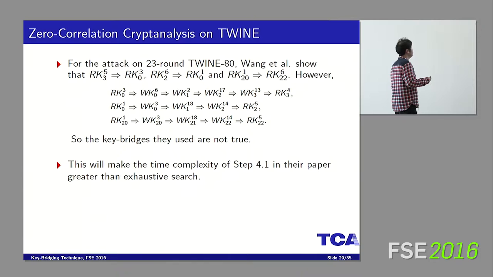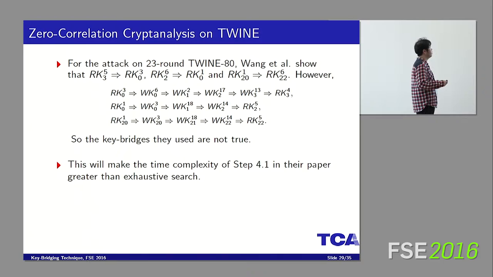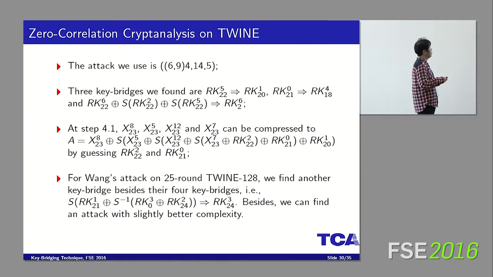For the zero correlation linear cryptanalysis, for the attack on 23-round TWINE-80, the earlier paper also used key bridges like this. However, thanks to our key bridging technique, we find this. So the key bridges they use are not true. This will make the time complexity of step 4.1 in their paper greater than exhaustive search. So the attack we use is like this. The three key bridges we found are like this, this, and this. At step 4.1, four nibbles can be compressed to one nibble by guessing two nibbles of keys.